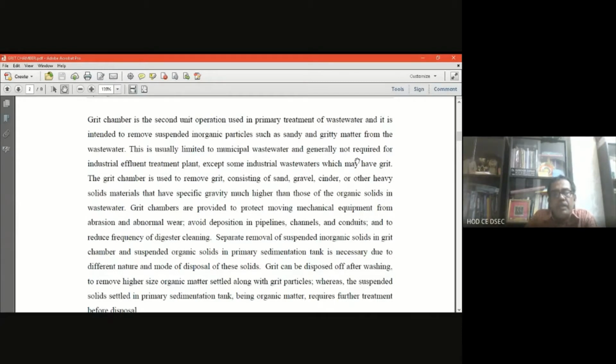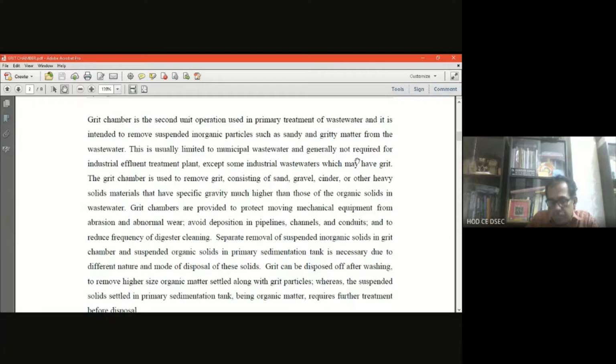So after screening, when the floating and suspended materials are arrested, our next objective of the treatment is to arrest the grit particles in the grit chamber. So this is the second unit operation of the preliminary treatment process. It is also a physical operation, because gravity settlement takes place. It is intended to remove the suspended inorganic particles, mostly sand and grit matter, from the wastewater.